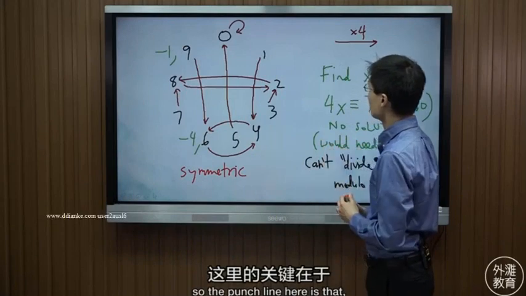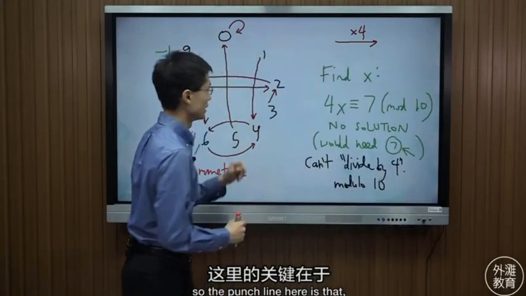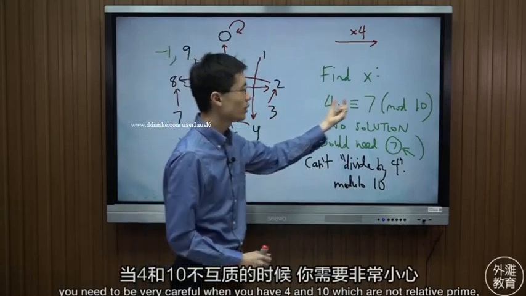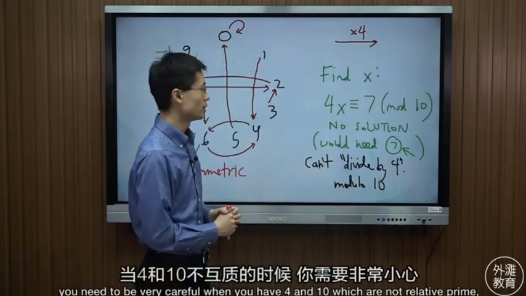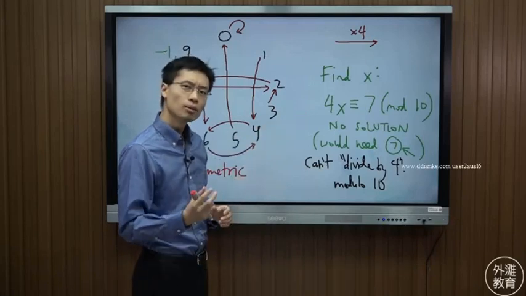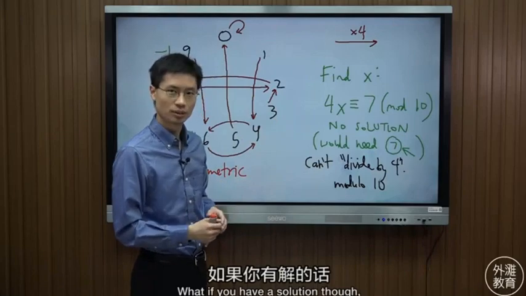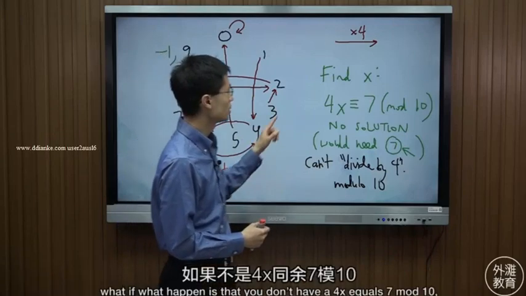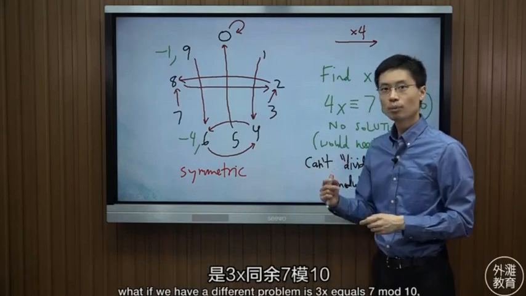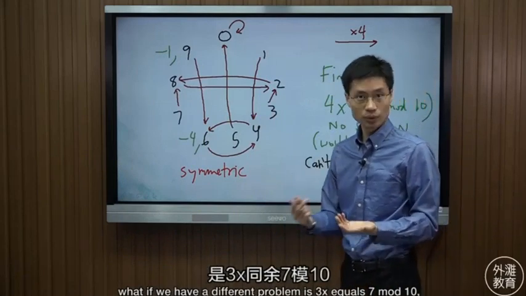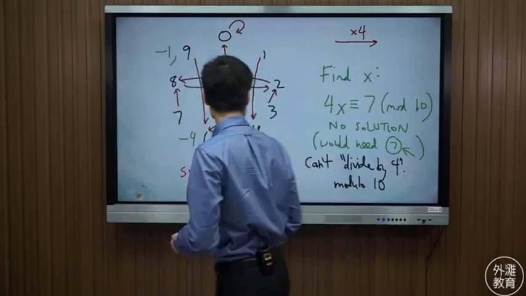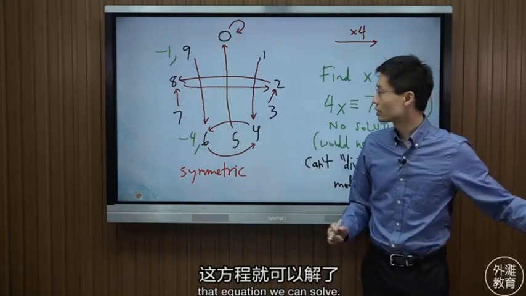So the punchline here is that you need to be very careful when you have 4 and 10, which are not relatively prime, because some of these have no solution. Well, what if you have a solution, though? What if you don't have 4x equals 7 mod 10, but a different problem, which was 3x equals 7 mod 10? That equation we can solve.